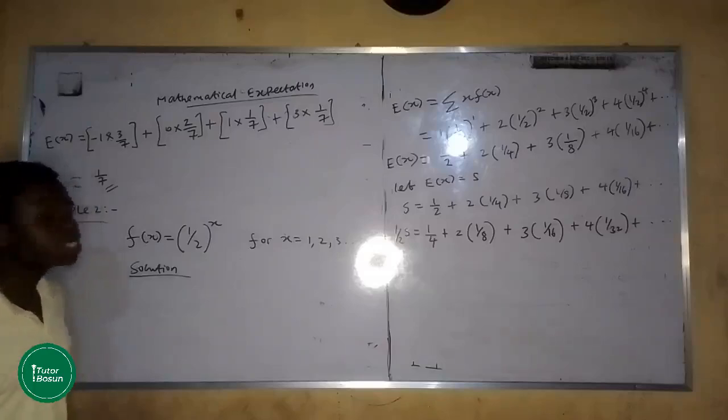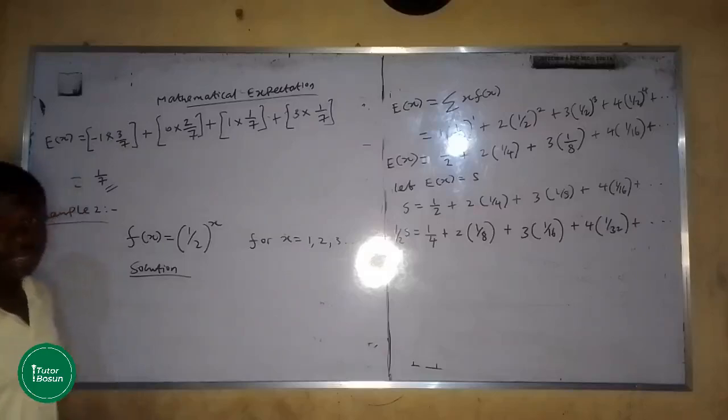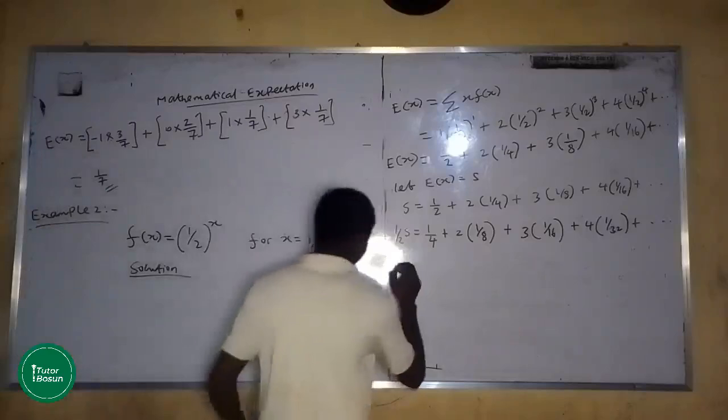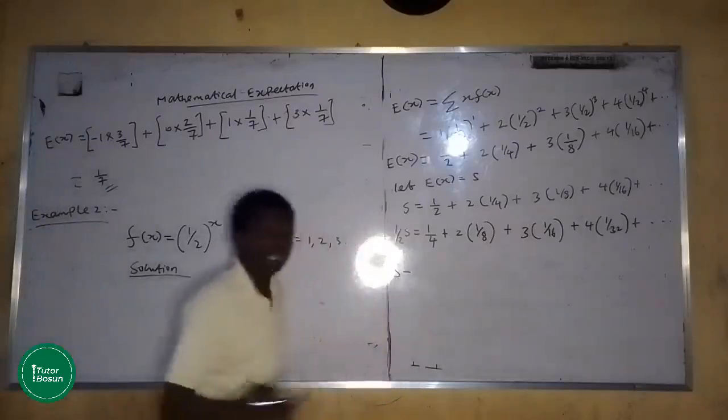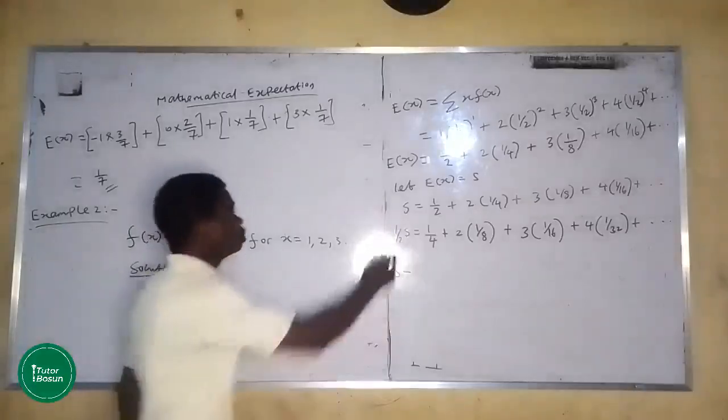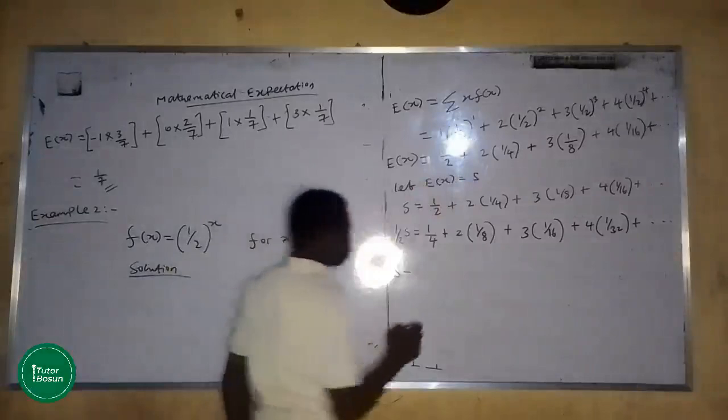You know, when you subtract 1 over 2s from s, you're going to get 1 over 2s back, because 1 minus half will give you what? Will give you half. So here we have s minus 1 over 2s, then from there you can cross multiply or make s the subject of the formula to get your expected value.